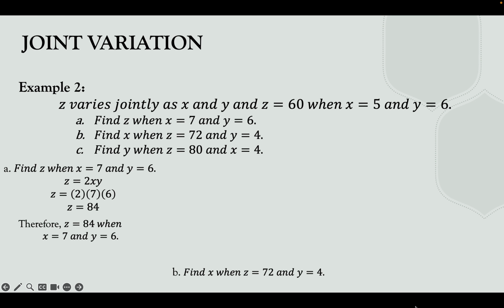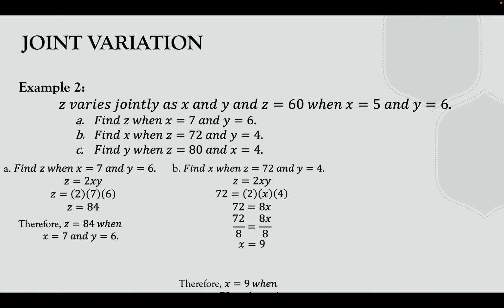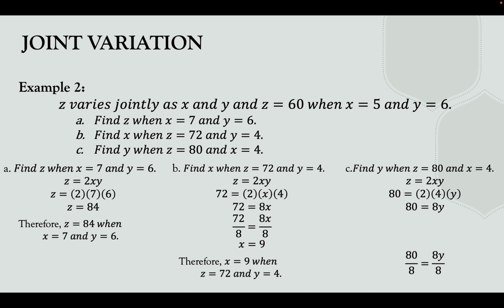So, we have here 80 equals 8y. Divide both sides by 8. We will get y equals 10. And then, therefore, y equals 10 when z equals 80 and x equals 4.